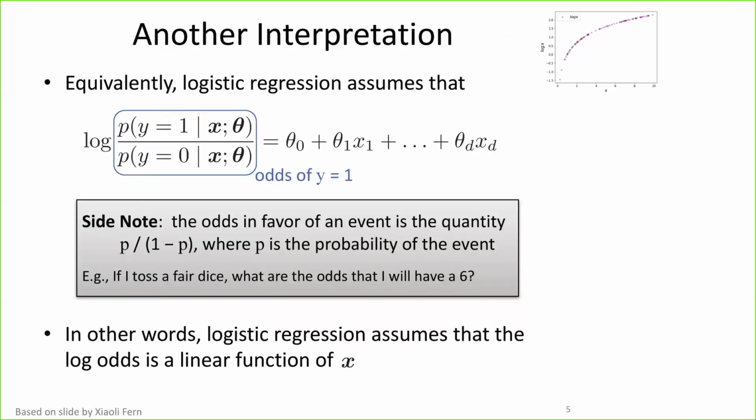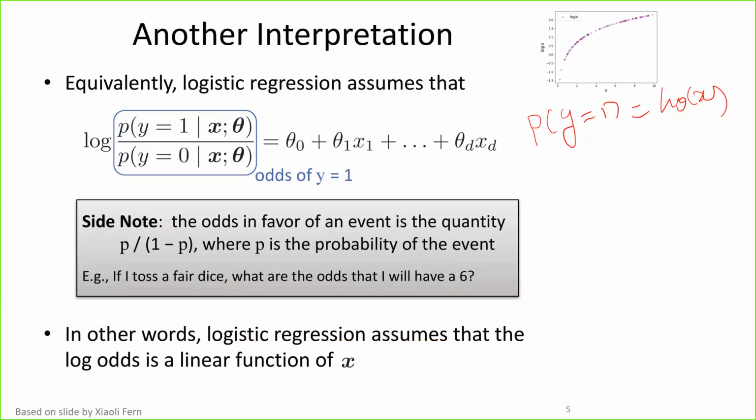So let me go a little bit slow. This is another interpretation that we give to the logistic regression model. The logistic regression assumes that log odds is a linear function of x. By looking at this statement, you may not be able to understand anything, but let me put it this way. The hypothesis representation is the probability of y equal to 1. This is what the hypothesis is, h theta of x.